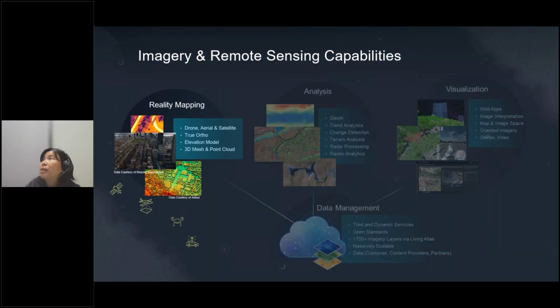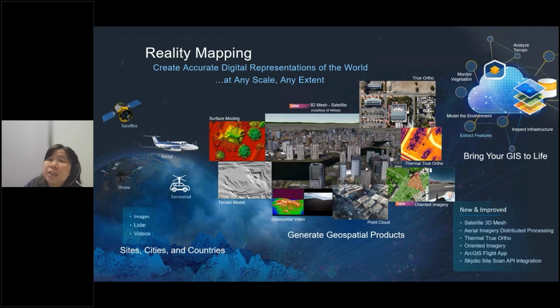As my topic today is about ArcGIS Reality, let's begin by considering what reality mapping is. We describe reality mapping as the process of creating an accurate digital representation of the physical world using imagery, LiDAR, or both. Reality mapping is about bringing reality capture and GIS together with a focus on geospatial accuracy.